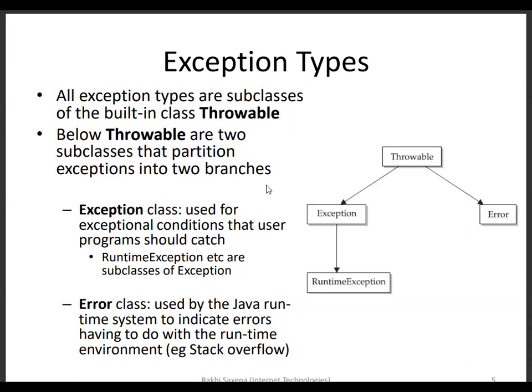Below Throwable there are two subclasses that partition the exceptions into two branches: Exception and Error. Exception is the runtime error which happens at runtime, and Error is used by the Java runtime system to indicate errors having to do with the runtime environment. The Exception class is used for exceptional conditions that the user program should catch.